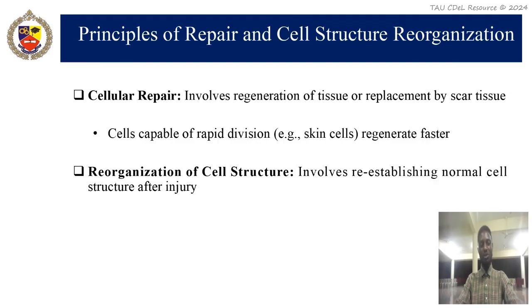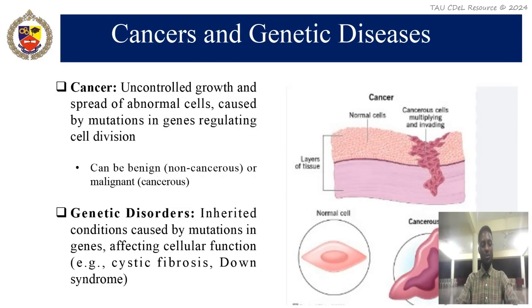Cells capable of rapid division, which include skin cells, regenerate faster. Also let's look at the reorganization of cell structure, which involves reestablishing normal cell structure after injury. Let me also take us through the cancers and genetic diseases.